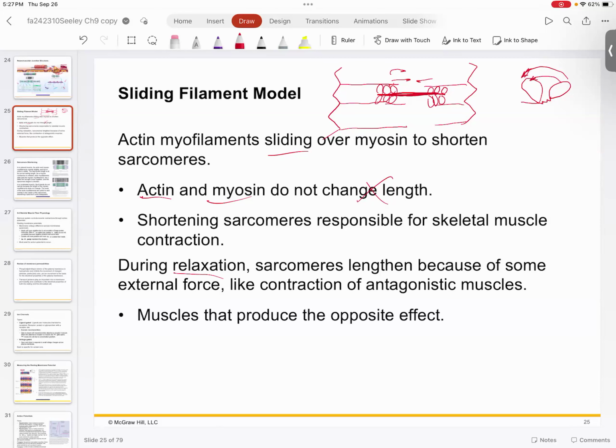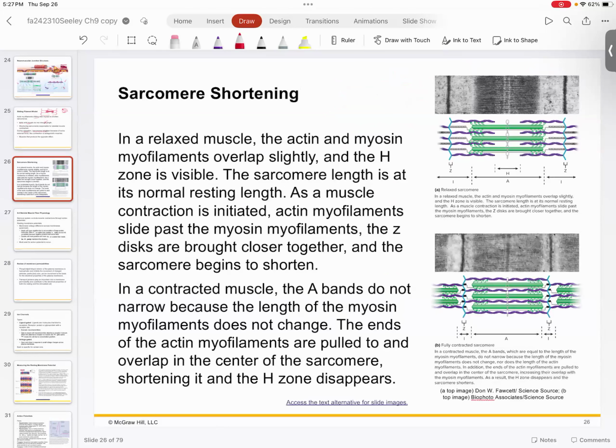During relaxation, muscle relaxation, your sarcomeres will lengthen because oftentimes there's an opposing set of muscles which will then pull the sarcomeres apart. And then that'll kind of stretch out your sarcomeres so that you can contract them again. So one of the things I want to take a look at here is sarcomeric shortening.